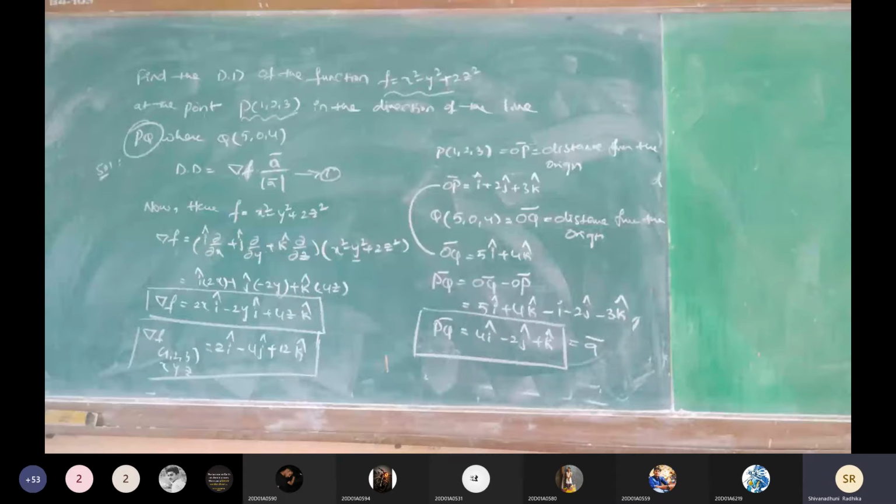Again we need to simplify. We have the two vector functions and we have the dot product. 2 into 4, 8, and 4 into 2, again minus 8, plus 12 into 1. So that is 12 by root 21. 8 gets cancelled. Directional derivative equals 12 by root 21. So that is the directional derivative of the given function f equals x square minus y square plus 2z square.